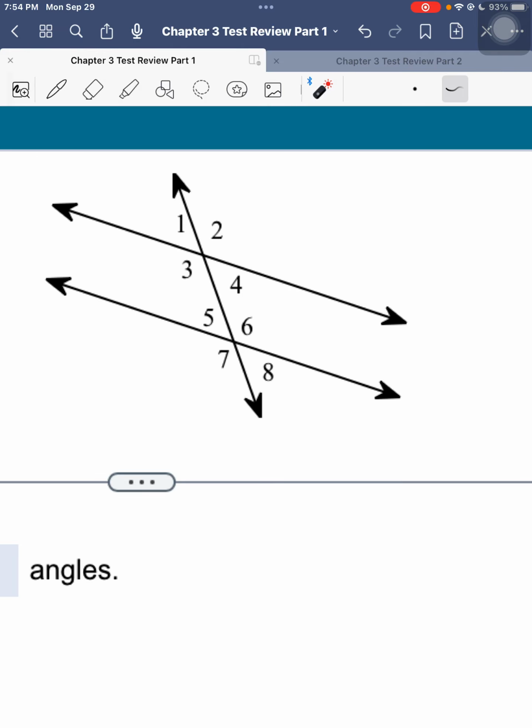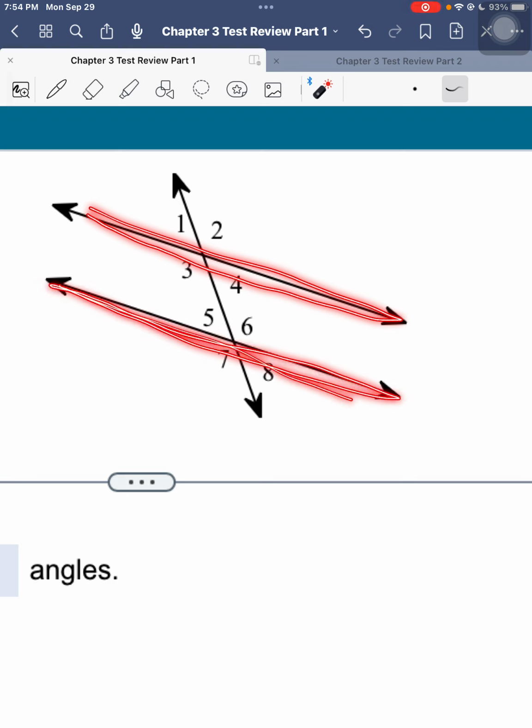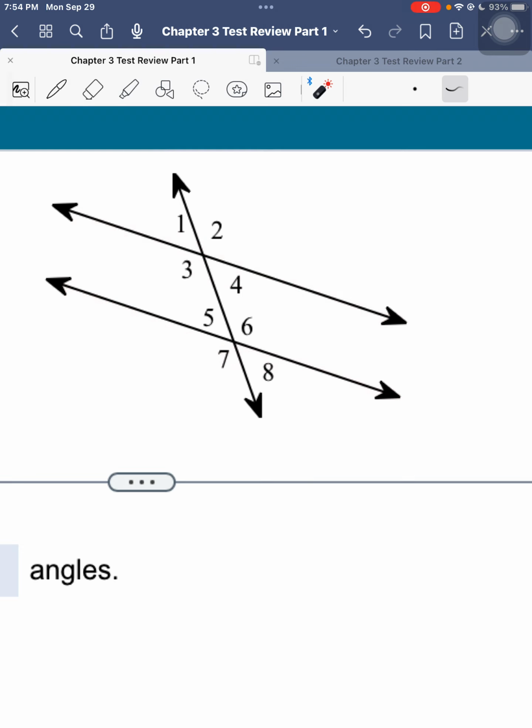So let's quickly review what those are. Remember that when we hear the words interior and exterior, I need to focus on my transverse lines, these two lines right here, the ones that are getting intersected by the transversal. So this is your transversal and these are your transverse lines. Everything within these two transverse lines would be your interior, everything on the outside would be your exterior.